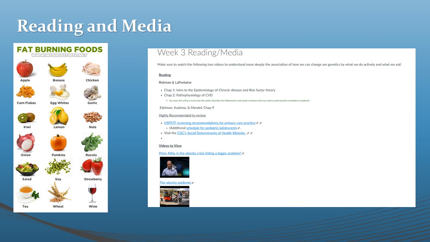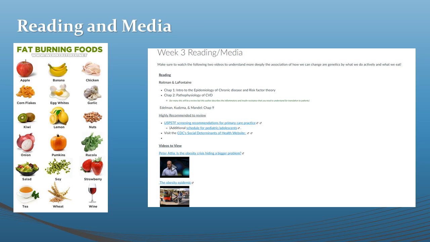So this week you have 2 chapters to read in Rotman and LaFontaine. The first one is Epidemiology to Chronic Disease and Risk, and the second chapter is about pathophysiology. Now, several of you may feel that you may not need to read this chapter, but I highly encourage you to read it because it provides you with a foundation of learning how to translate very complex information related to cardiovascular into very simple knowledge that you're able to then use with your patients. So I'm trying to lay a foundation of translational knowledge with you by reading that chapter. You also may find that you'll learn something new that you may not have learned in your pathophysiology class.